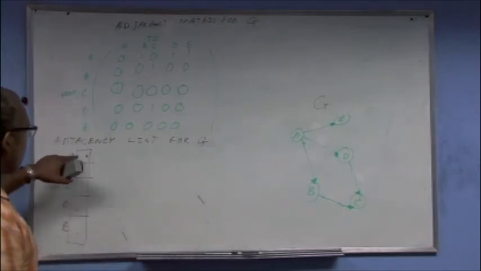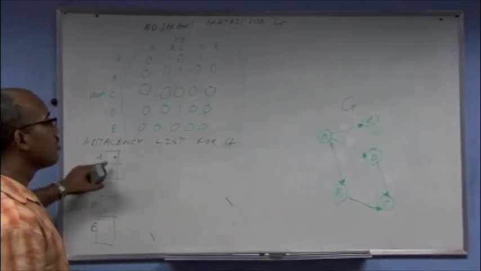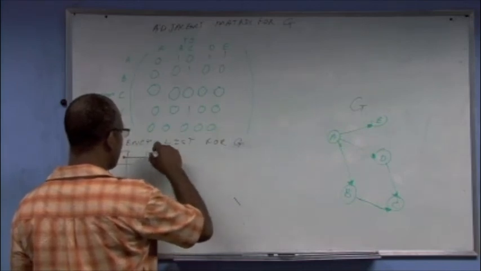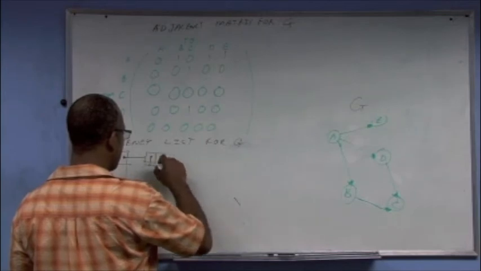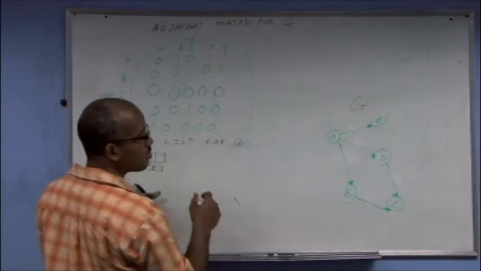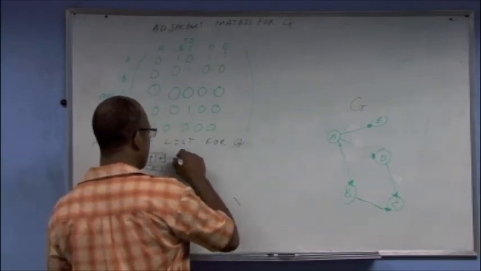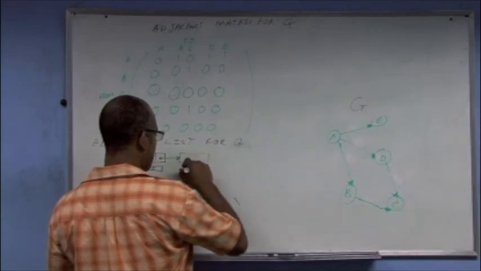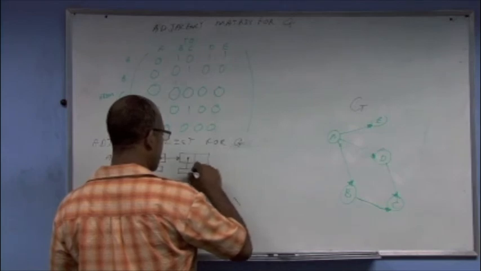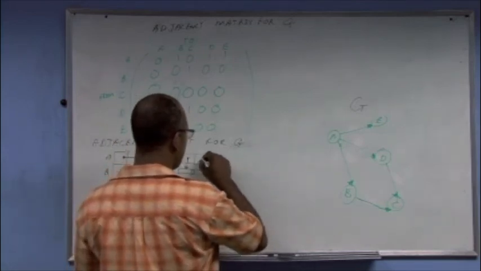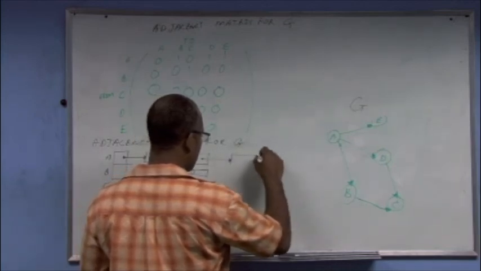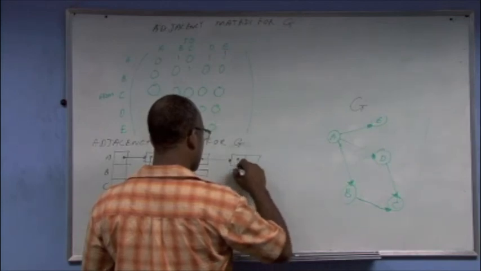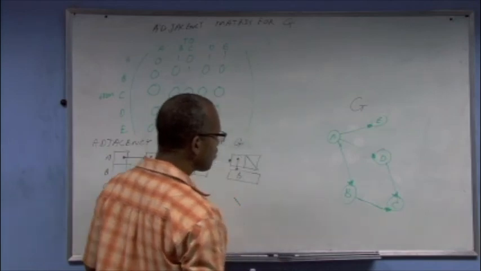Now, we're going to have a linked list of nodes for each position if there's an edge from that position. So from A to E, there's a node. By the way, the sequence in which you put them doesn't matter. And there's also one from A to D, and one from A to B also. And that's the end of that list.